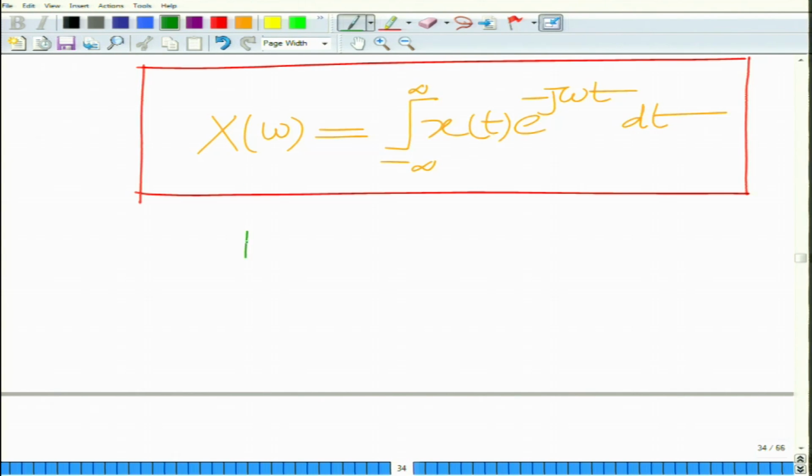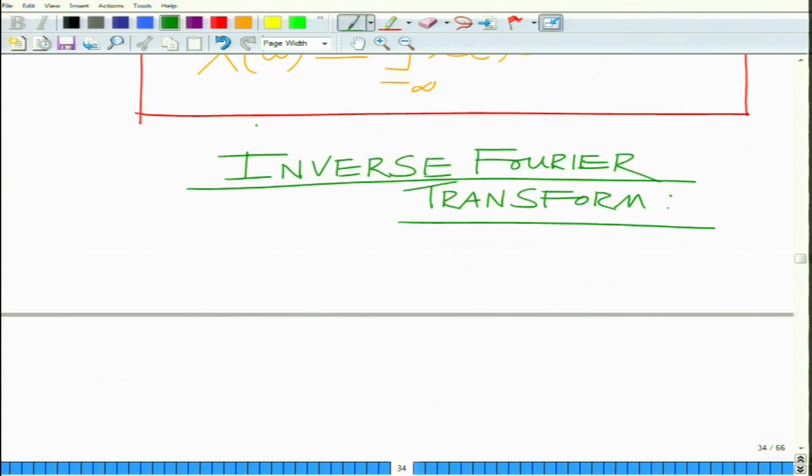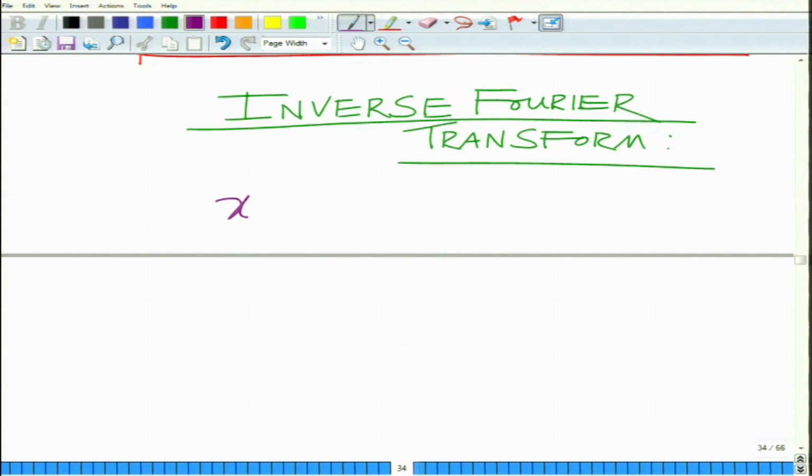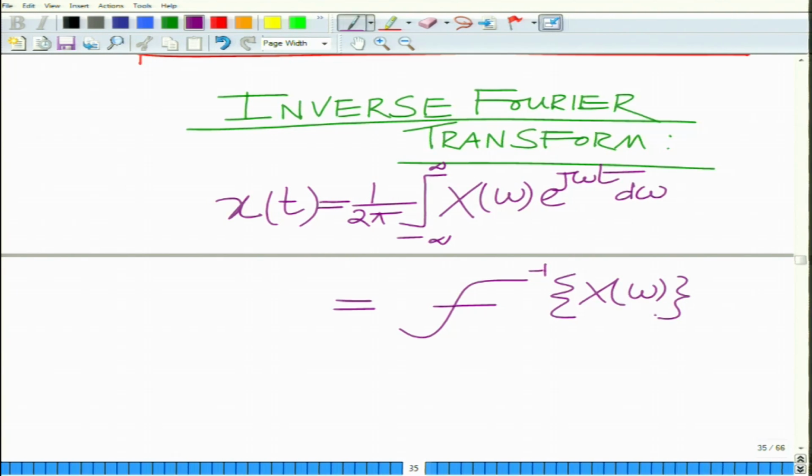The inverse Fourier transform is given as follows, which gives the signal from the Fourier transform, that is, x of t equals 1 over 2 pi times the integral from minus infinity to infinity of X of omega e raised to j omega t d omega, and this is simply represented as F inverse of X of omega, that is the inverse Fourier transform.